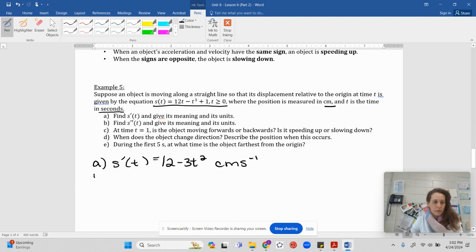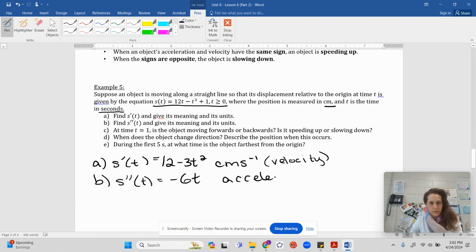Okay, part B. S double prime, or that's velocity in centimeters per second, I should have said velocity. S double prime of t is negative 6t, and that is the acceleration. And that is in centimeters per second squared.